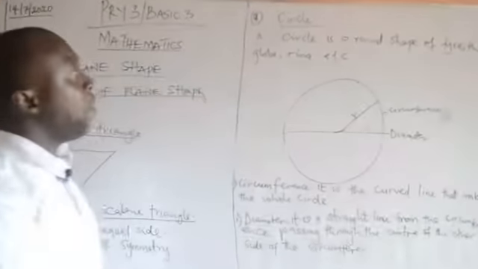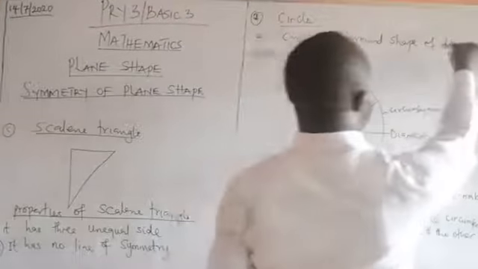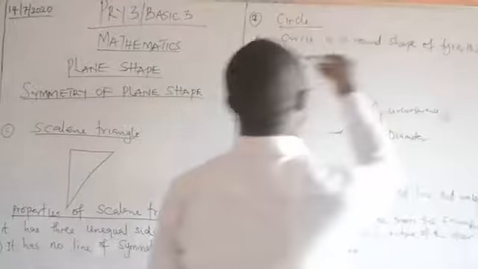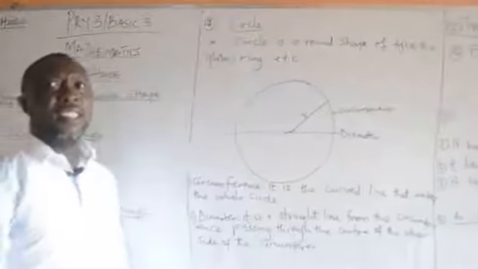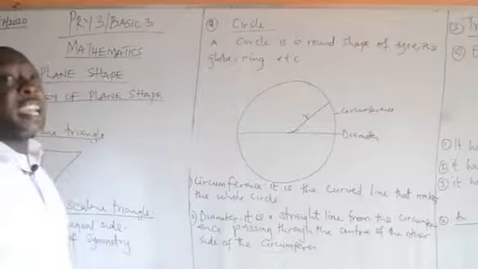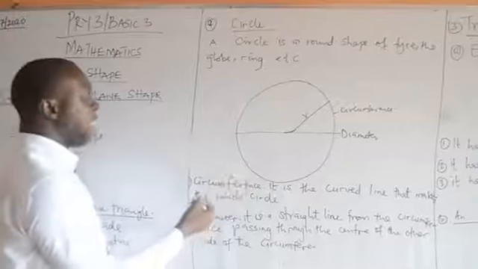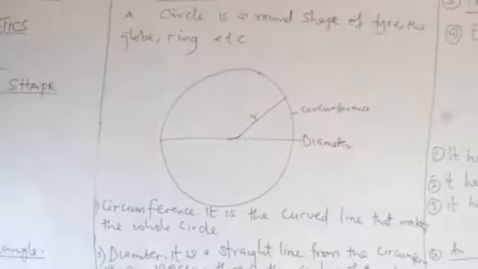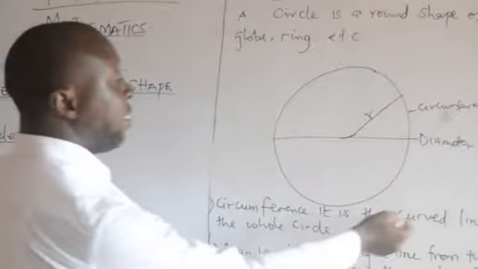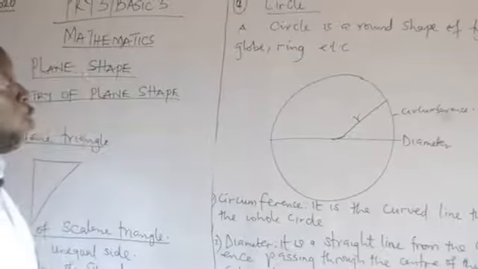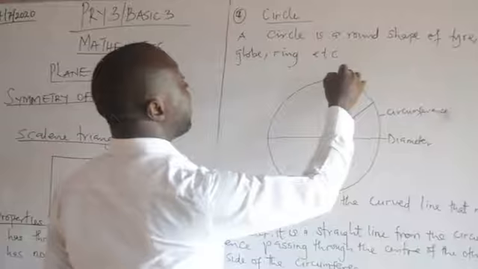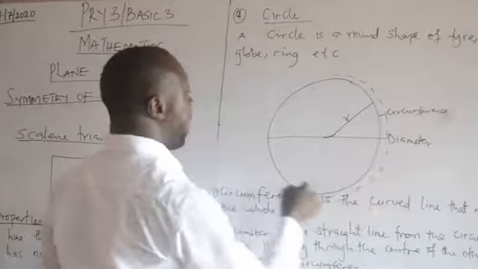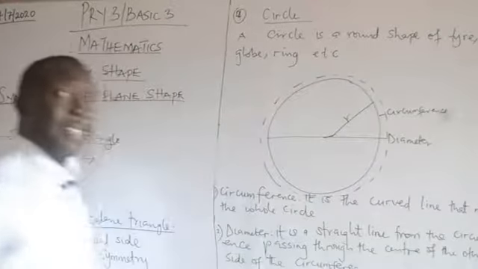Then we also consider the circle. When we talk about a circle, it is a round shape. We have the round shape of a tire, the globe, a ring, etc. They all have the shape of a circle. We also talk about the circumference of a circle. It is the curved line that makes the whole circle.